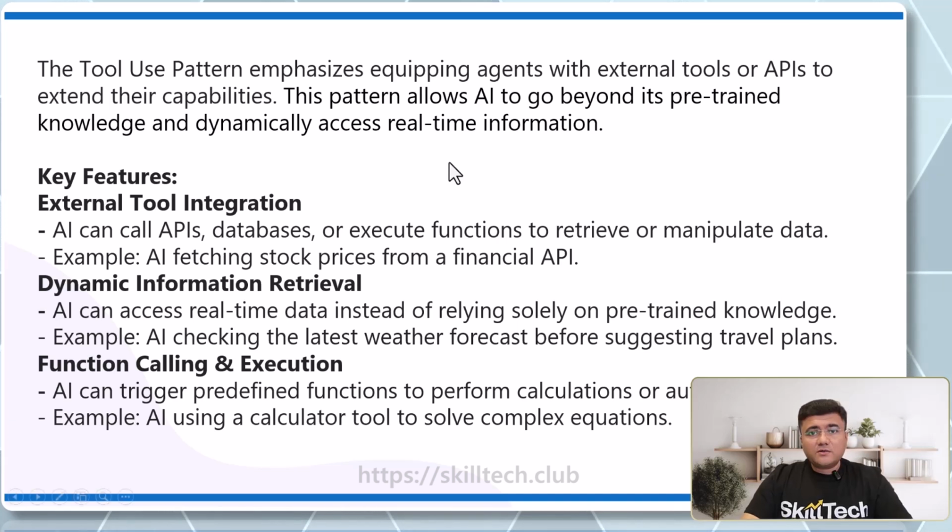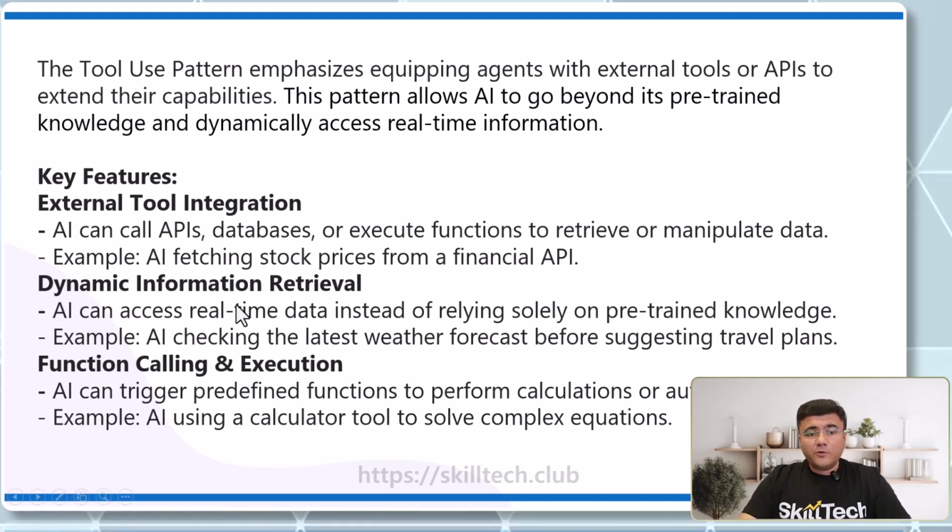The key feature of this design pattern is external tool integration, because an AI can call APIs, or it can use databases, or it can also execute functions, or I can say custom functions, to retrieve or manipulate data. Now, if you want to see how you can integrate APIs or some external functions with your agents, then I think we have already created some videos on our YouTube channel. You can check out these videos and learn more about this.